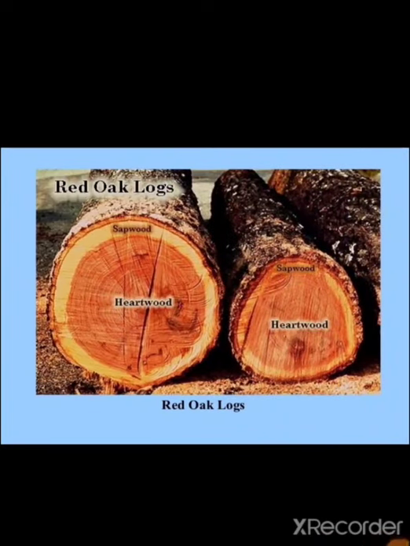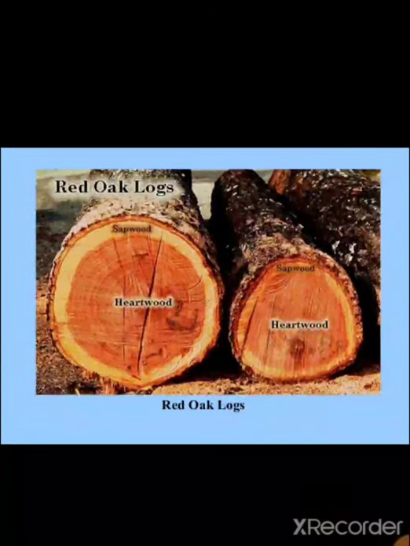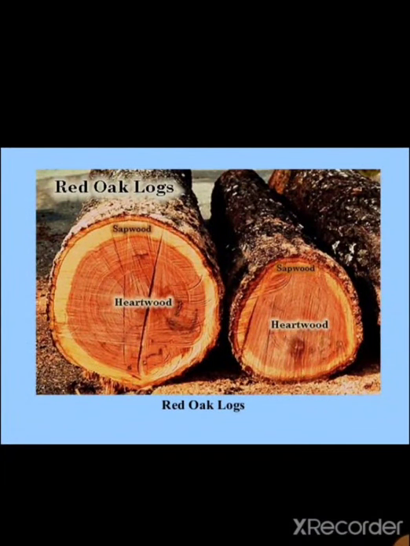The red oak logs, tree stems cut down. In one, the two portions are heartwood in the center and outer part covered by sapwood. In another cutting, heartwood covers almost the whole stem, and sapwood is found in a very narrow ring.